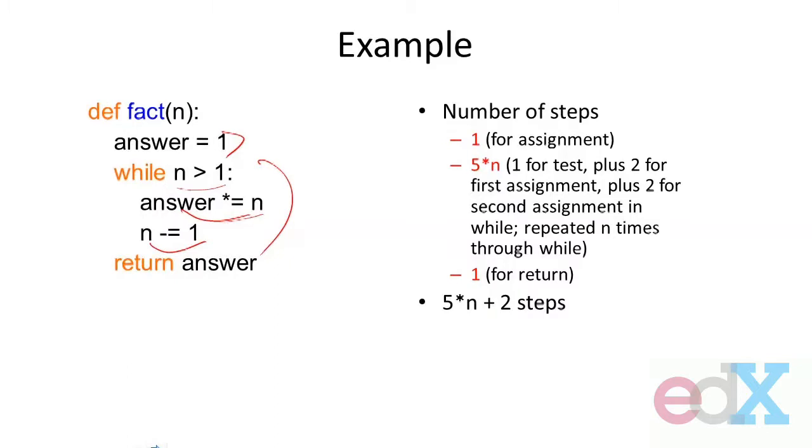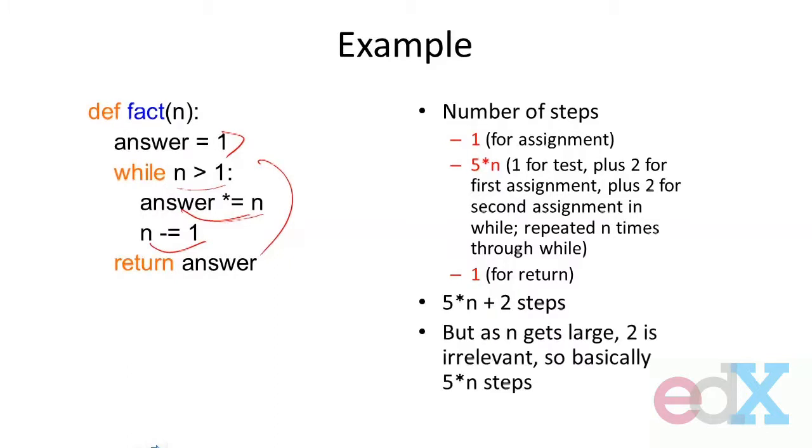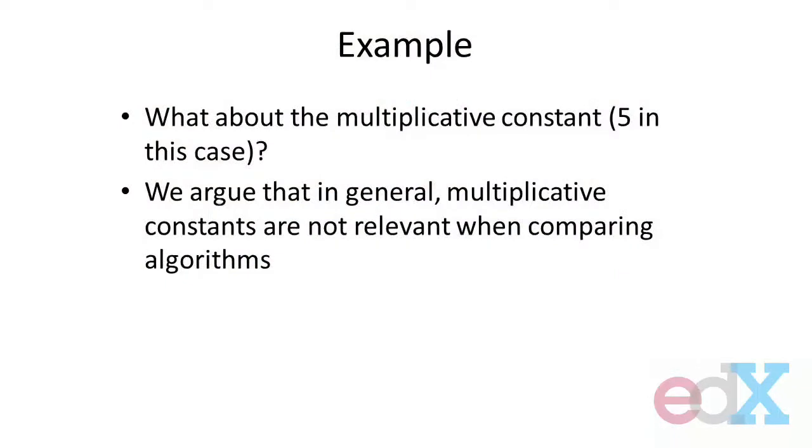Do we really care about the 2? Well, clearly not, because as n gets large, it gets irrelevant. This really turns into an expression that says it's 5n steps. Again, I'm not worried about tiny differences in terms of milliseconds or something. I want to know, how does this algorithm behave as I make my arguments arbitrarily large? And so basically, this has 5n steps that we need to execute. All right, I got rid of the 2, but what about the 5? Do I really care about the 5? I'm going to argue that in general we don't, that those multiplicative constants are not relevant when comparing algorithms.